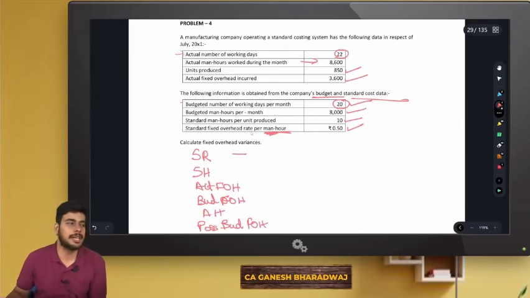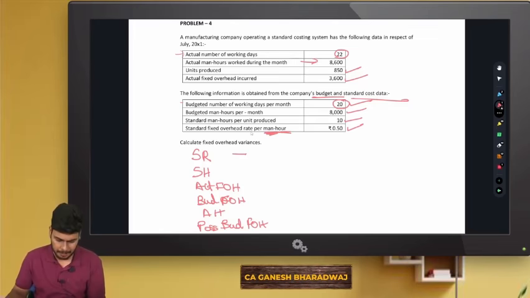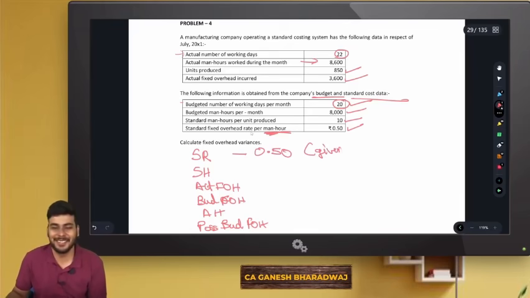Now, standard rate. Come on, tell me, what's the standard rate? One sec. Where have I given it? Okay, fine. So standard rate, how much is it, guys? Oh, sorry, I should have been generous. Okay, 0.5. How do you know? Given. Okay, fine, I missed it. Sorry. Fine.